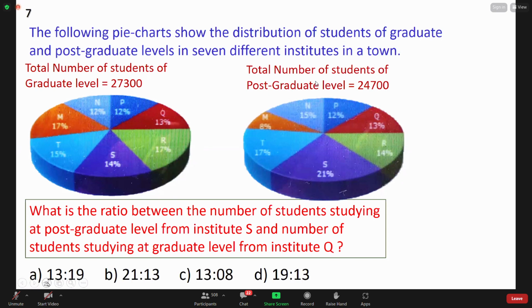So what do we have? Postgraduate from S is how much? 21%. So 21% of 24,700. He wants the ratio, so I'll just write it in fraction format: number of students studying graduate level from Q. Graduate from Q is 13%, so 13% of 27,300. You can do it in multiple ways. You can simply do 21 into 247 divided by 13 into 273.